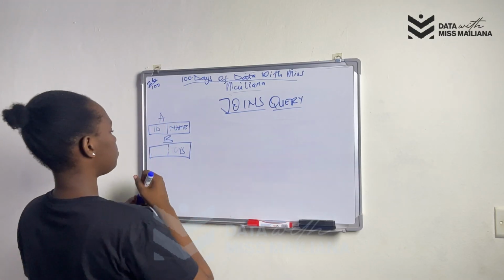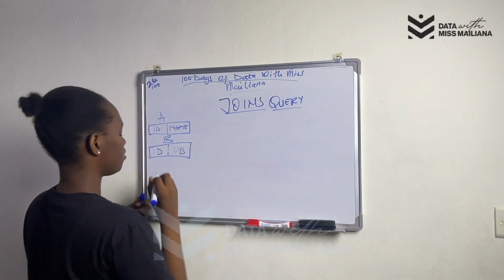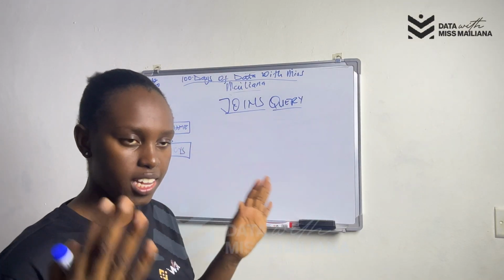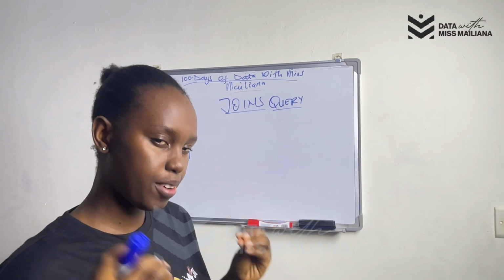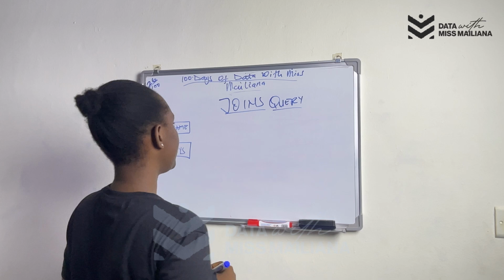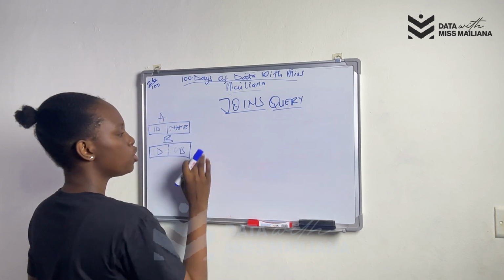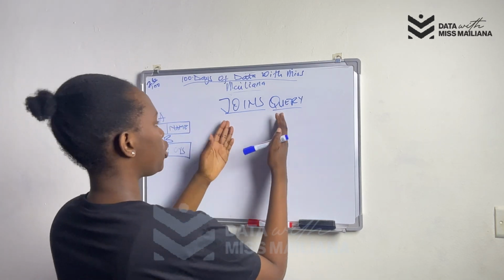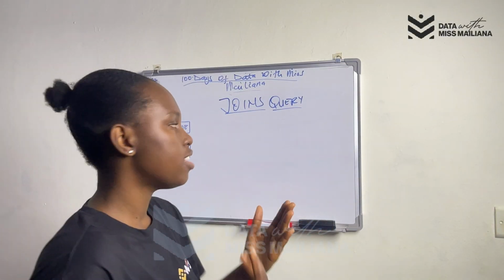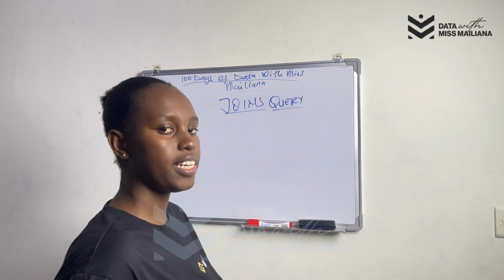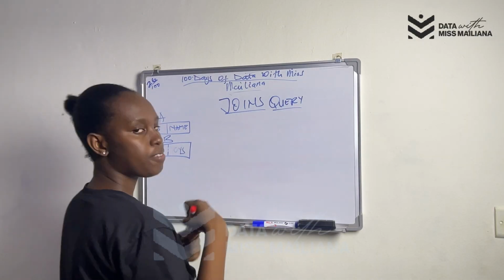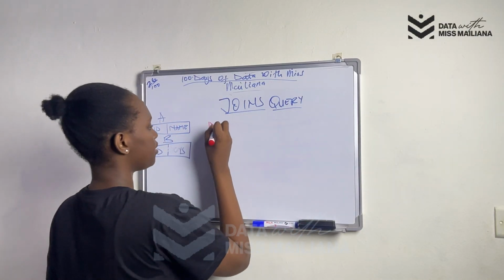All right, so ID. Remember our primary key: ID is our primary key, our unique identifier. So join is a way of connecting these two tables together. The English meaning of the word join is the same thing, you are joining. But there are different types of join in SQL that we are going to look at. The very first one is inner join.